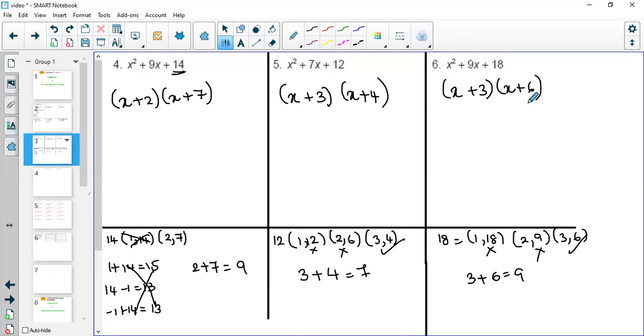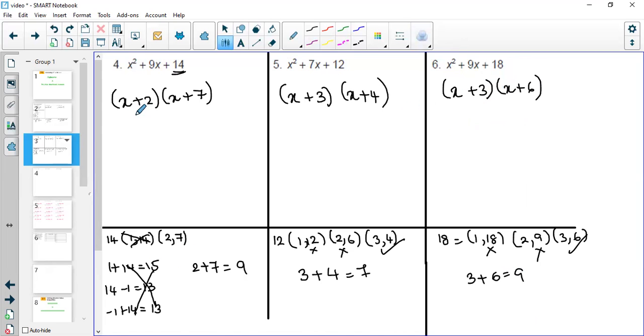Now you might be wondering whether you could write x plus 6, x plus 3. Yes, you can. The order doesn't matter, but the factors matter. So you could even write x plus 6 and x plus 3. There will be no problem at all.